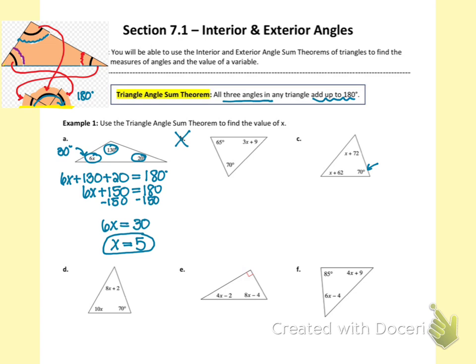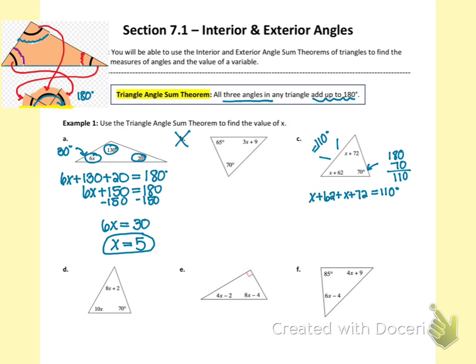So if I want to do that little shortcut, I could say, well, these 2 angles over here have to add up to what's left of 180 degrees when I take the 70-degree angle off, which is 110. So I know that these 2 angles together must equal 110 degrees. So I could just say that x plus 62 plus x plus 72 is equal to 110 degrees, and then solve from there. Or I could have just said all three of these angles add up to 180 right from the start, okay?